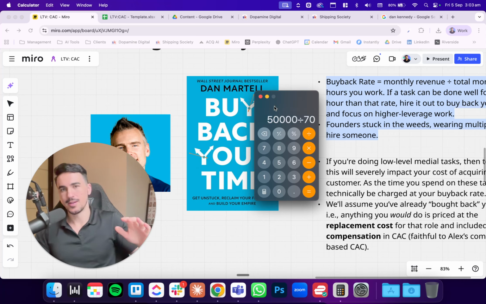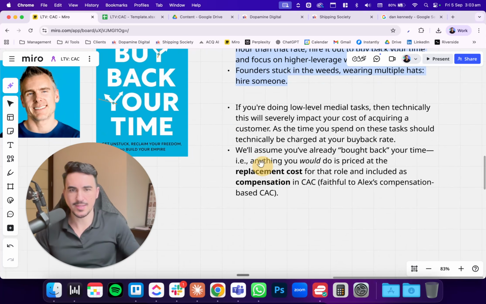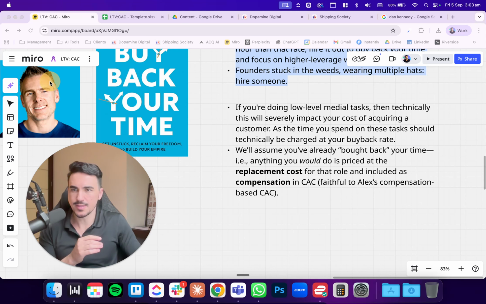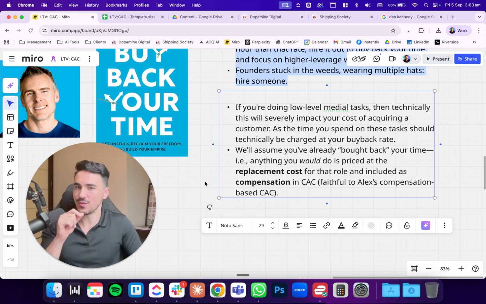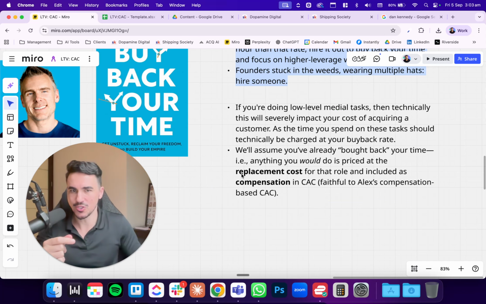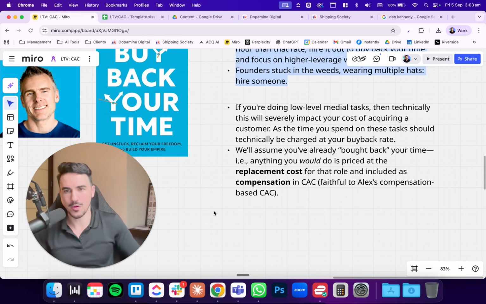I feel like Hormozi doesn't talk about this explicitly. What he does is say that anything inside his calculations is based on replacement costs. So how much would it cost to replace that task at fair market rate? But many of you are not charging out at fair market rate. You're charging out at $700 an hour because you're stuck in the weeds doing something ridiculous instead of growing the business. All right, moving on.